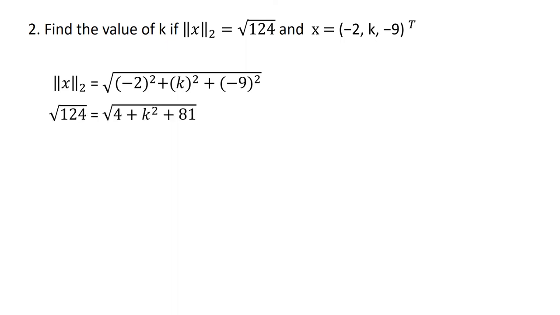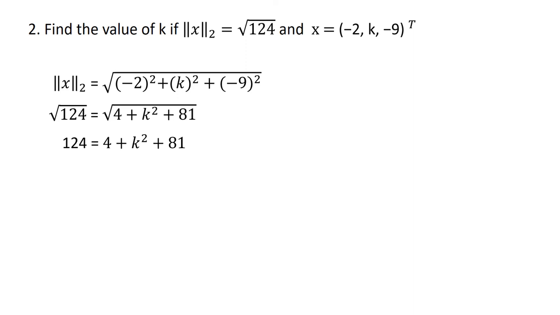So now we are getting the square root of 124 equals square root of 4 plus k square plus 81. Now, since this is an equation, whatever you do to the right hand side of the equation, you should do the same thing to the left hand side of the equation. Let's go ahead and remove the square root from both sides of the equation, and this will give us 124 equals 4 plus k square plus 81.